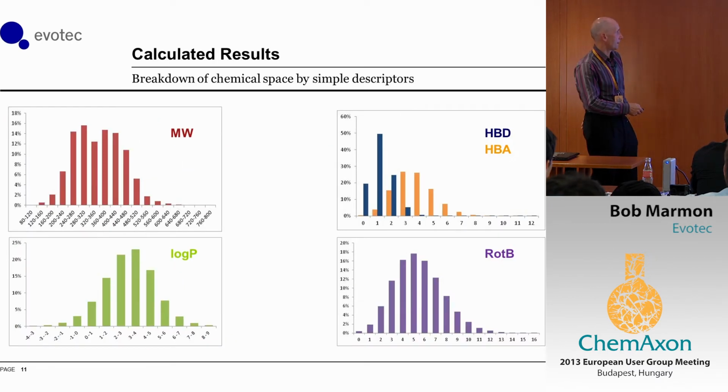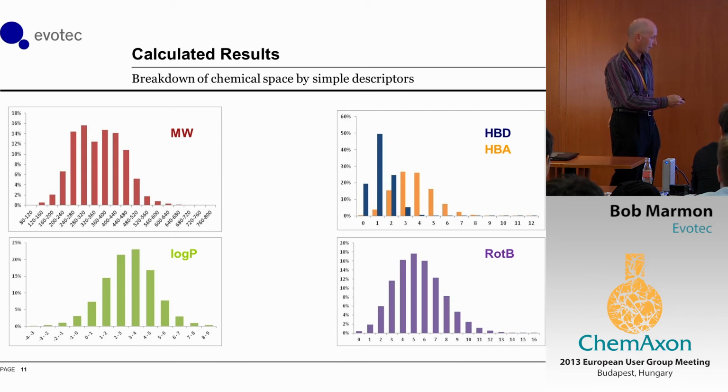And then again, just showing these simple properties, so molecular weight, hydrogen bond donors, hydrogen bond acceptors, rotatable bonds, and log P. Just see that we've got a nice spread of properties within the EvoSource database.